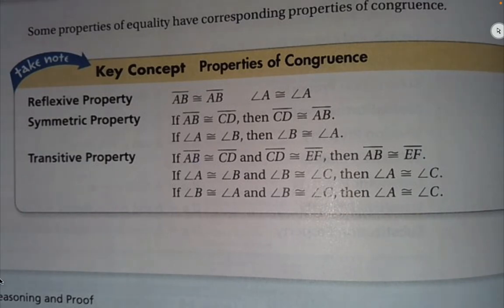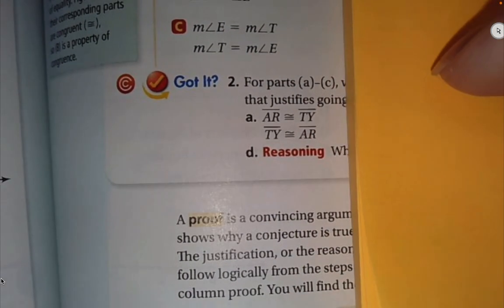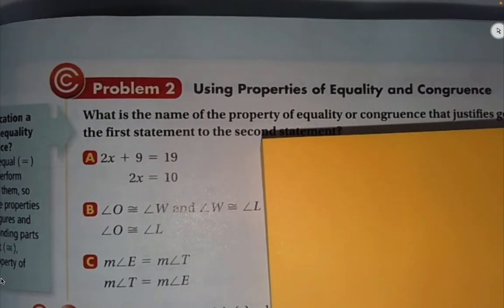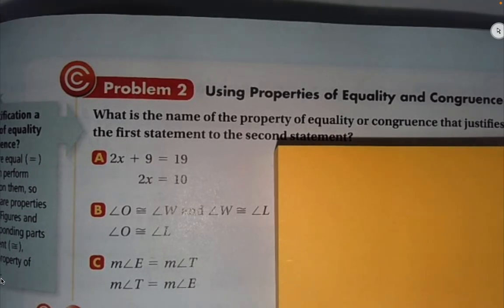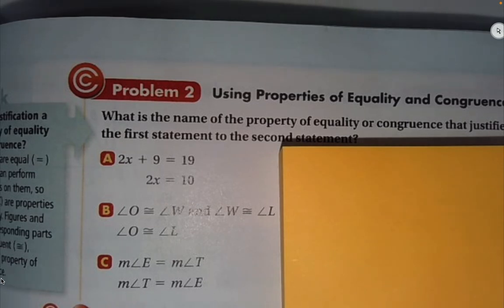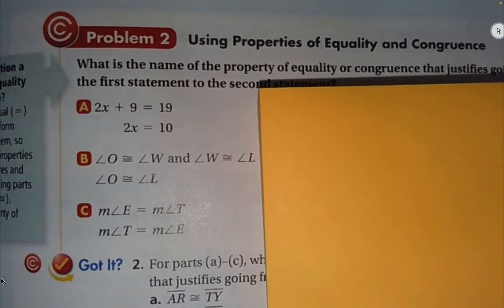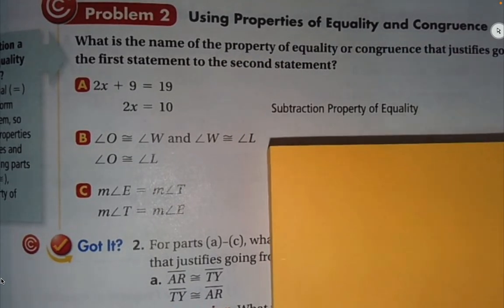Okay, y'all, are we ready to see our practice? Not yet? I'll come back to it in a second. All right, real quick, let's look at these practice problems. I'm going to hide my answers over here. Okay, so what property is this? Look at problem A. What step did I just do? I subtracted 9 from both sides. Does everybody see that? So that one is subtraction property of equality.